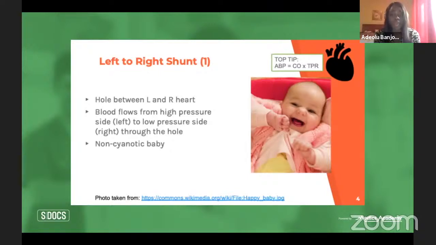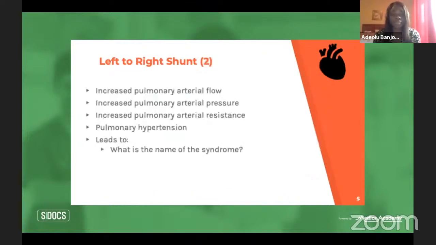So the baby would be pink, the baby wouldn't be blue, and you might not be able to detect that there was a shunt immediately because the baby might not have symptoms right off the bat. So what happens with a left to right shunt is that it's more of a progressive picture. So you start to get increased pulmonary arterial flow because you have that pressure going from the left side of the heart to the right side of the heart.